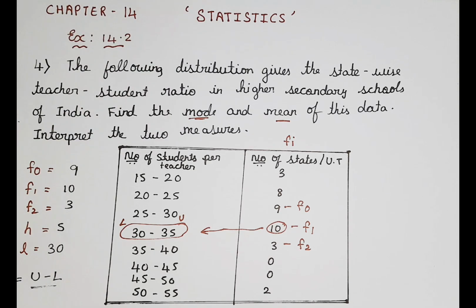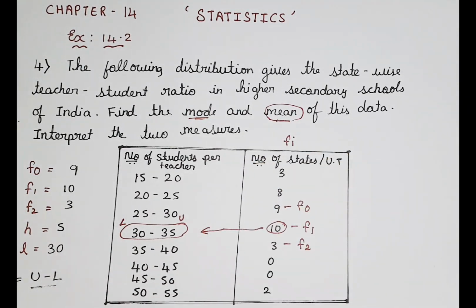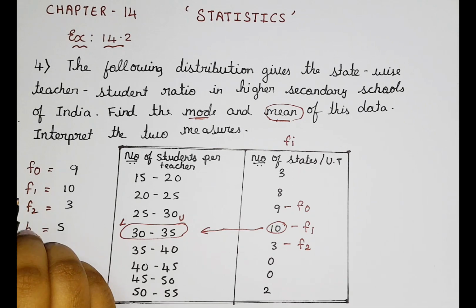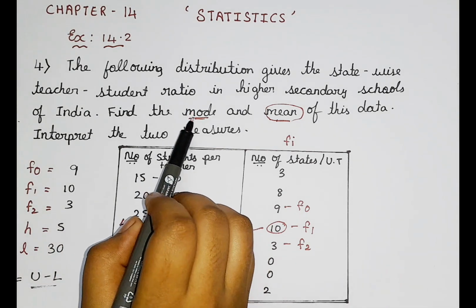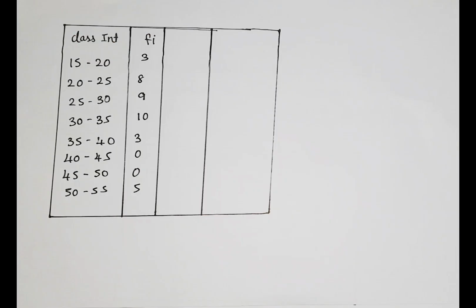Now let us find the median. I'm sorry, we are supposed to find the mean, isn't it? Median is the next topic, so no need to include that median over here. Here we are supposed to find only the mode and mean. So now let's find the mean.